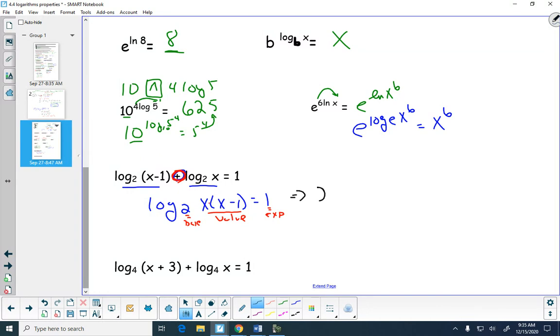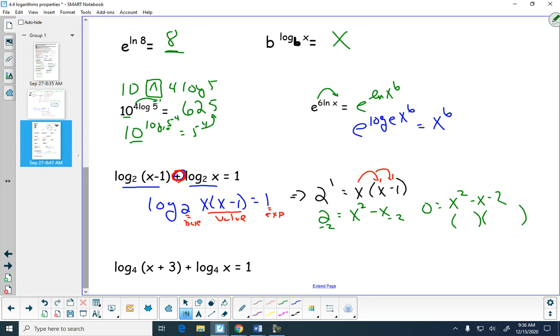So this should give us 2 to the 1st power is equal to x times (x minus 1). Using our distributive property, taking your x over both the terms, we're left with 2 is equal to x squared minus x. And then finally, subtracting your 2, 0 is equal to x squared minus x minus 2, which is now factorable. So go ahead and factor it down and solve for x.